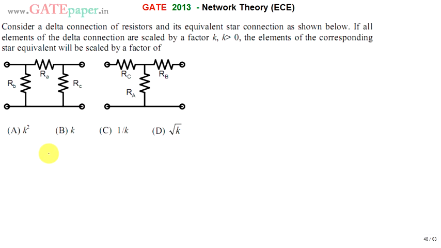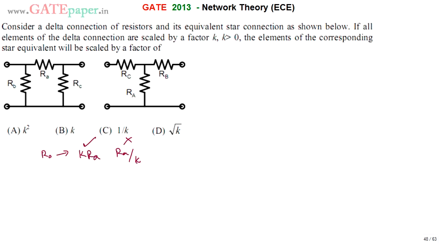Scaling means, let us assume RA is scaled by k. What is the meaning of this? Is it k times RA or RA by k? First you must get clarity here. If RA is the element in the delta network and it is scaled by k, then it is multiplied by k, not divided by k. Remember this.